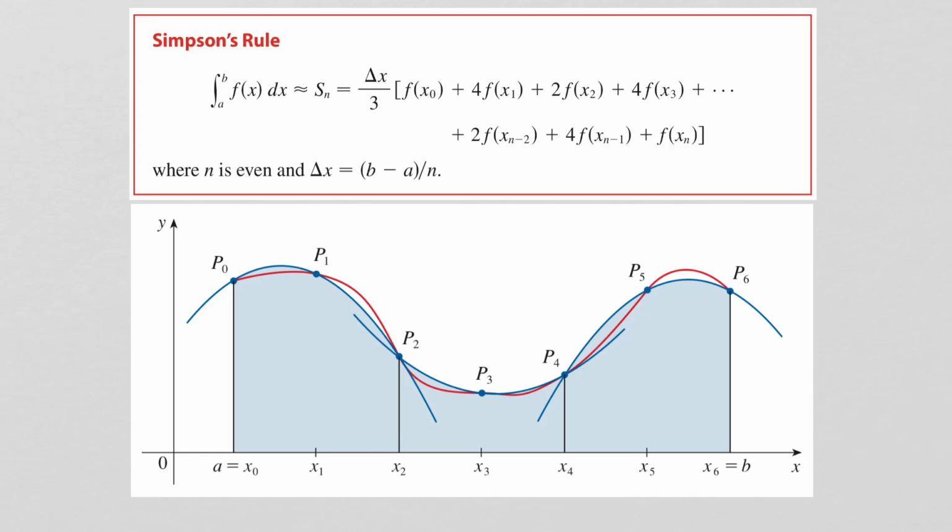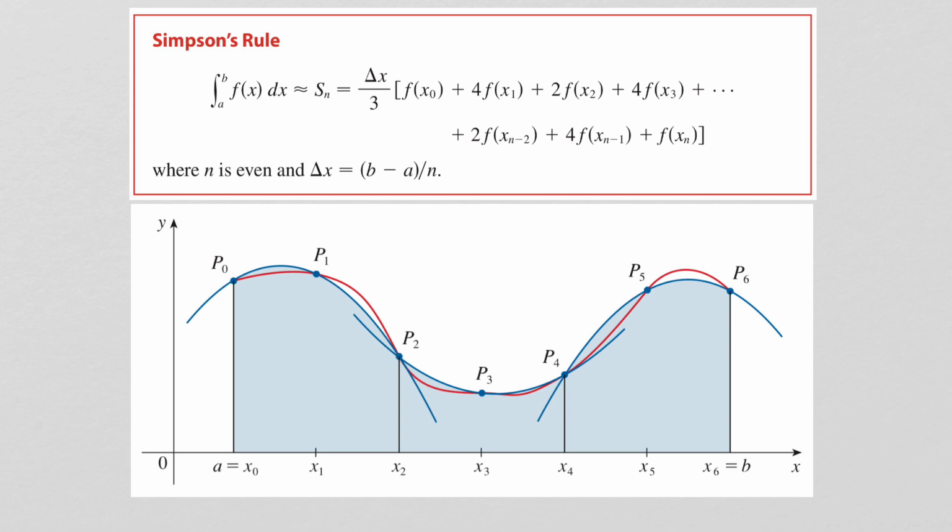Now let's talk about Simpson's rule. Simpson's rule is yet another formula for approximating the area under a curve. And you'll notice the formula is a little bit more complicated than the previous two formulas. Here's a basic description of what's happening. Suppose you have some function that you're trying to find the area under. What you're going to do is use parabolas to estimate the area under the curve.